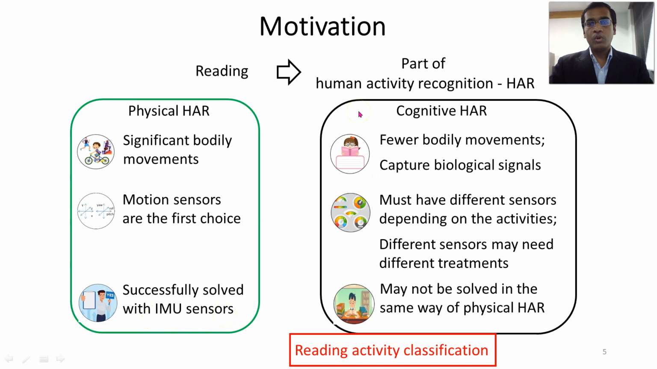On the other hand, cognitive human activities have fewer bodily movements and need to capture biological signals with different sensors depending on activities. Different sensors may need different treatments, and cognitive human activities may not be solved by applying the existing technologies of physical human activity recognition. Therefore, we are motivated to take reading activity classification as an example of cognitive human activities and to solve it by applying eye movement data.